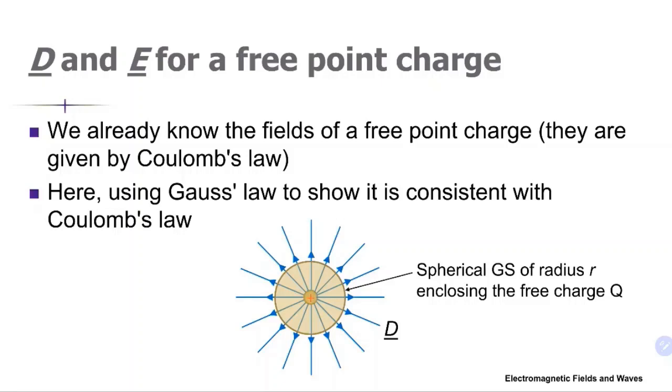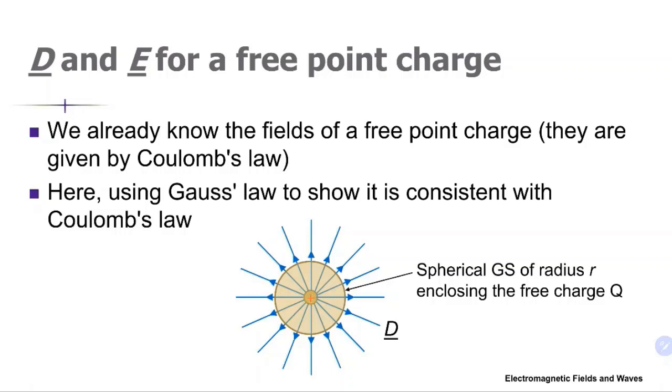Okay, so the electric flux density D and the electric field for a free point charge. We have learned this in Coulomb's law. We know how to calculate the electric field of a point charge from Coulomb's law, and we can also calculate the electric flux density, knowing the relationship between the electric flux density and the electric field. So we're now going to use Gauss' law to see whether it's consistent with Coulomb's law.